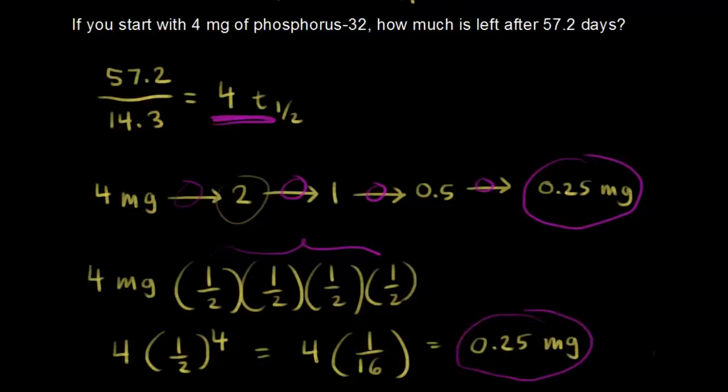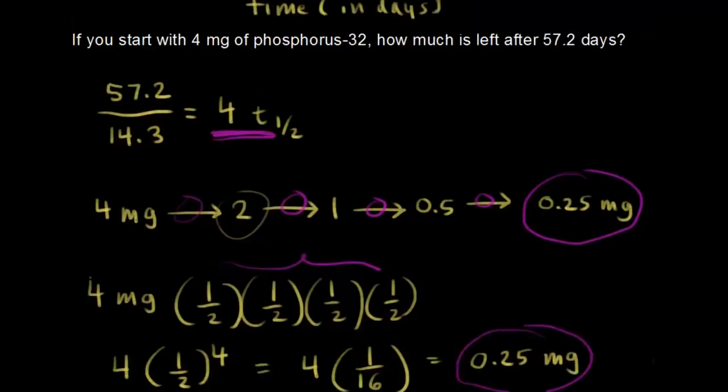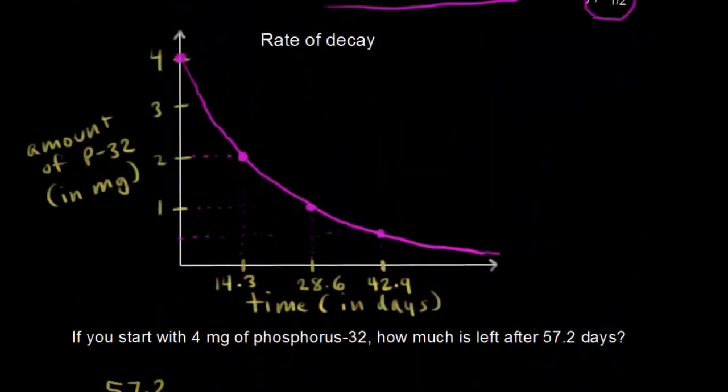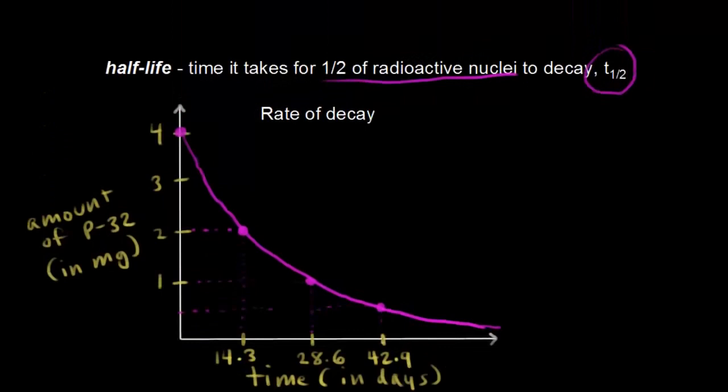You could also get this on the graph if you had a decent graph. So after 4 half-lives, you would be over here somewhere, and so you could just find where that is. All right, so let me use red. You could find where that is on your graph, and then go over to here. So that's approximately right here, and then read that off your graph, and that looks like about 0.25 milligrams as well. So we'll talk more about graphing in the next video.